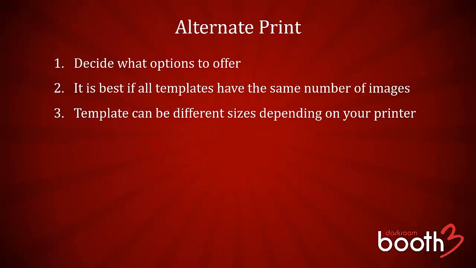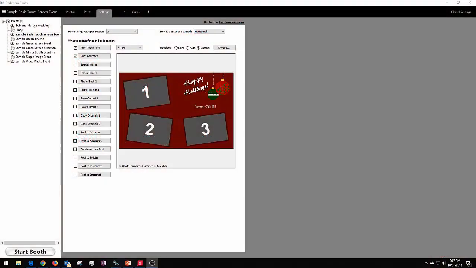All right, now let's go back to my main, switch back to my main part. Here we go. So templates can be different sizes depending on your printer. Now the next thing we're going to talk about is you want to add your primary template. So I'm going to switch back over to the software so you can see that.